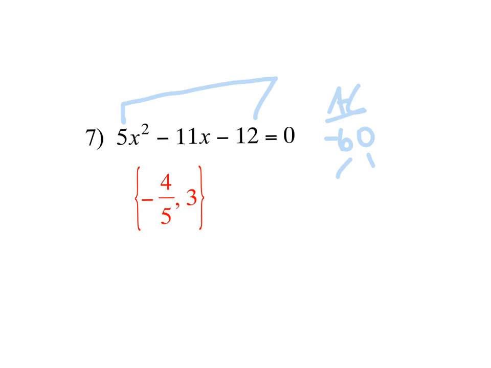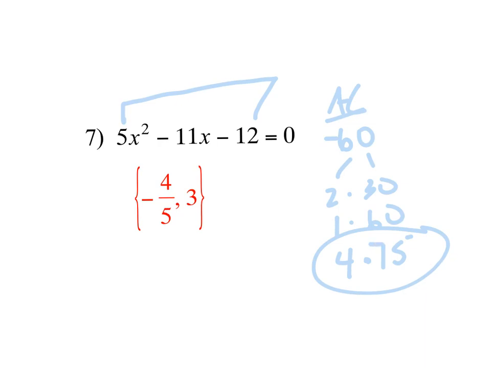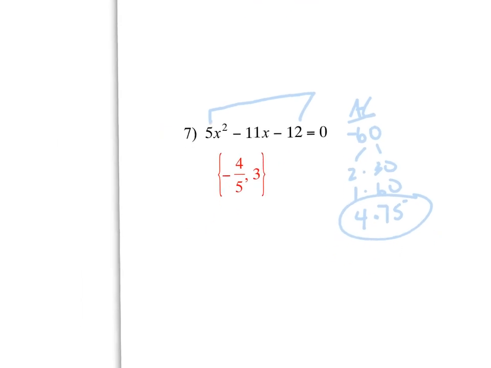We need two numbers that multiply to give us 60. Now there's quite a few numbers. You could try out 2 times 30, 1 times 60. I mean, you could go on for a while. But the combination we're looking for is 4 and 15. One of them has to be negative to get the negative 11. So if 15 is negative, then we can get a negative 11.